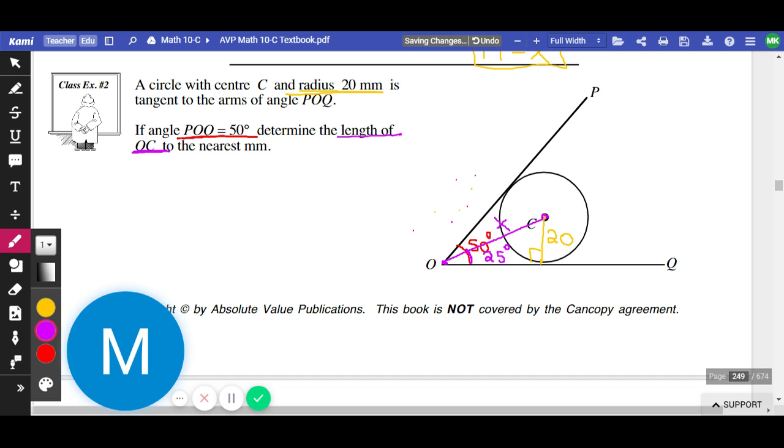I notice I have a 90-degree triangle. I notice I have a side length. I notice I have an angle. That tells me I should do SOH CAH TOA. When you do SOH CAH TOA, you put check marks under S, C, and T. And then you put a check mark under the side you know and the side you want to know.